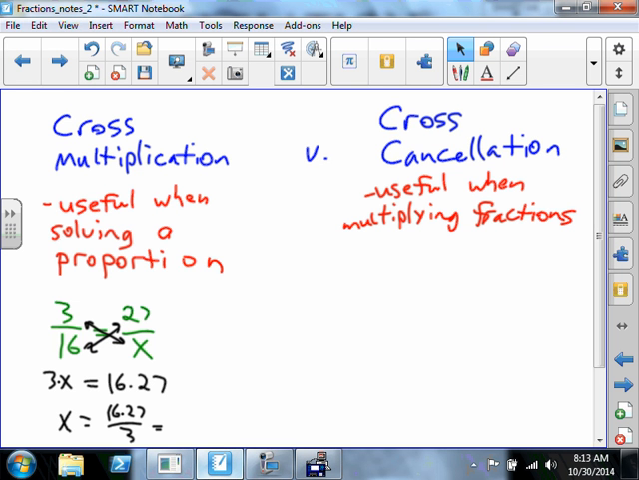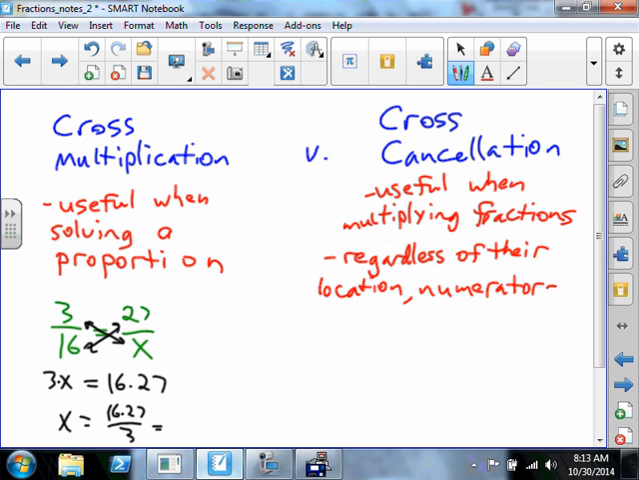When you multiply fractions, you should cross-cancel if possible. So I want to say this about cross-canceling. Regardless of their location, numerators cancel denominators. I almost got that wrong. Regardless of their location, numerators cancel denominators.